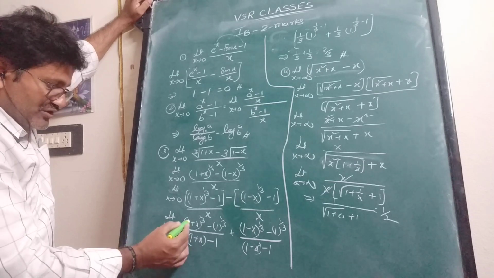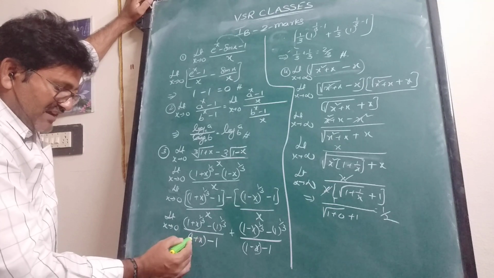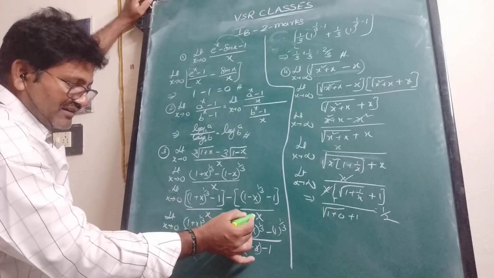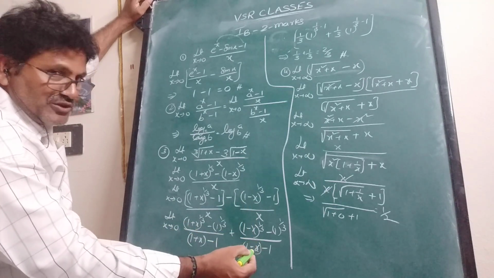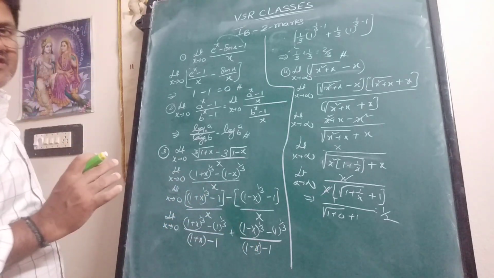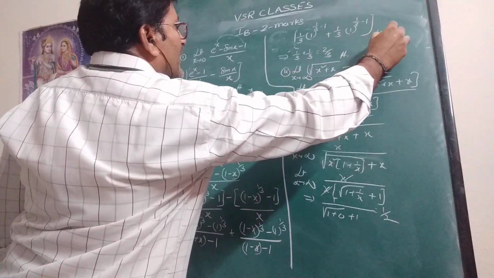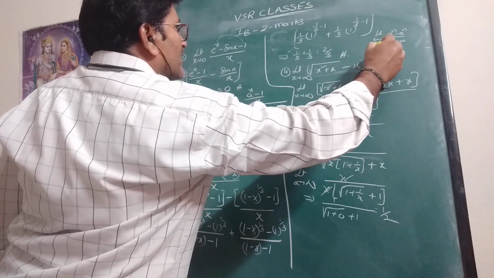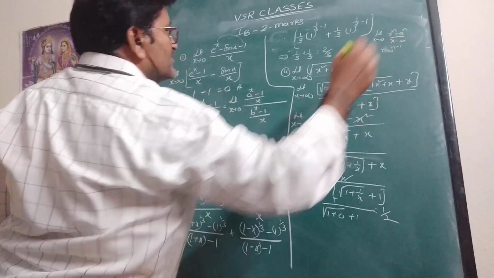Limit x tends to 0, ((1 + x)^(1/3) - 1^(1/3)) over x. I can write this x as (1 + x) - 1. I took this minus 1 as here, and it can be plus, after that minus x, adding 1 and subtracting 1 in the denominator; you got this value. Now it is in the form of limit x tends to a, (x^n - a^n)/(x - a), whose formula is n times a^(n-1).